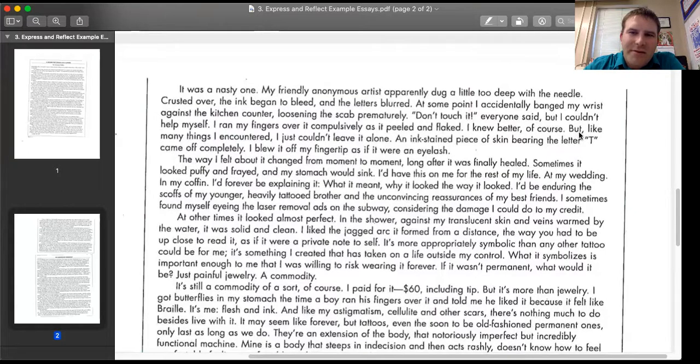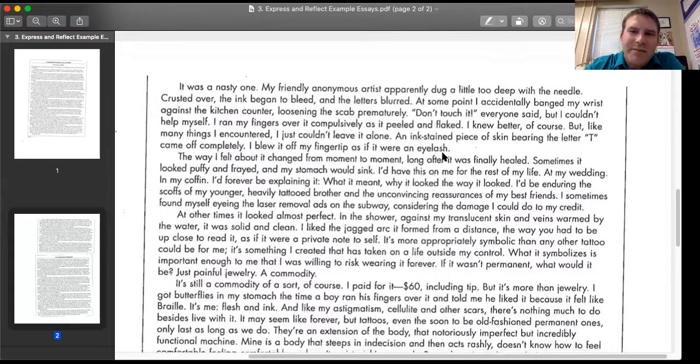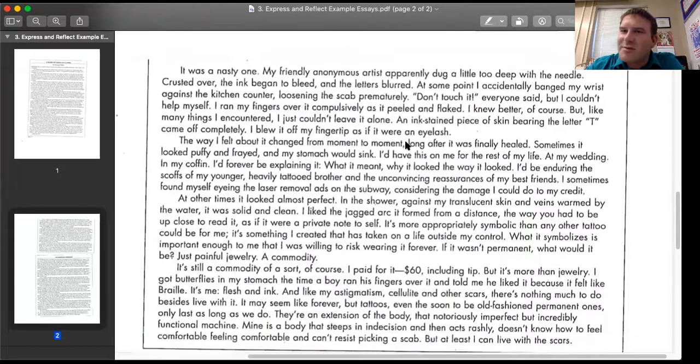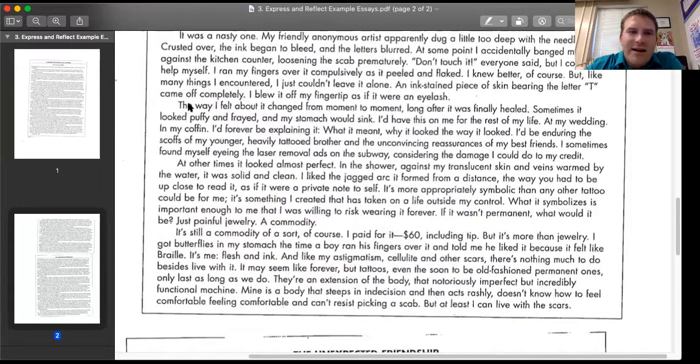I knew better, of course, but like many things I encounter, I just couldn't leave it alone. An ink-stained piece of skin bearing T came off completely. I blew it off my fingertip as if it were an eyelash. That was really good descriptive writing right there. The way I felt about it changed from moment to moment.